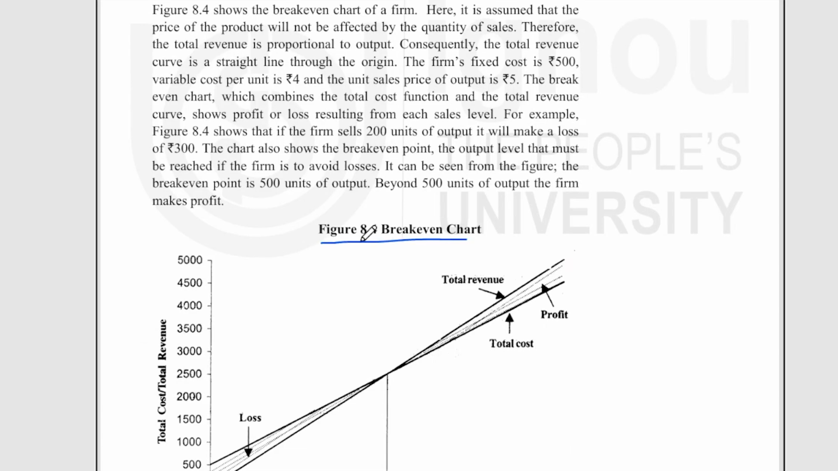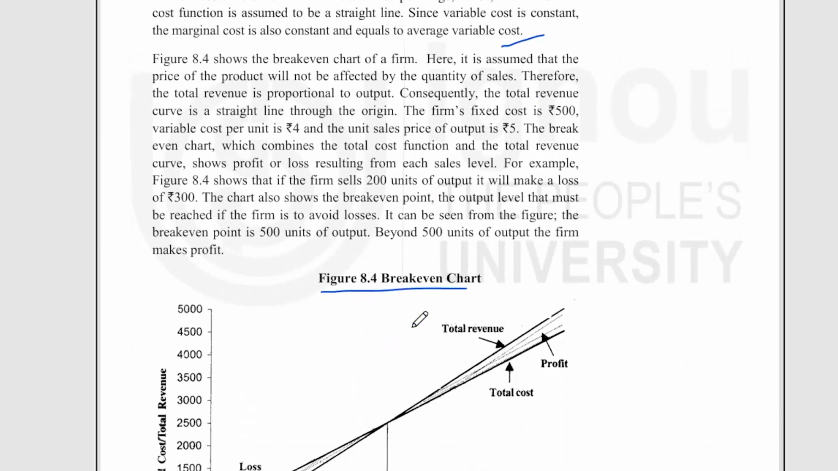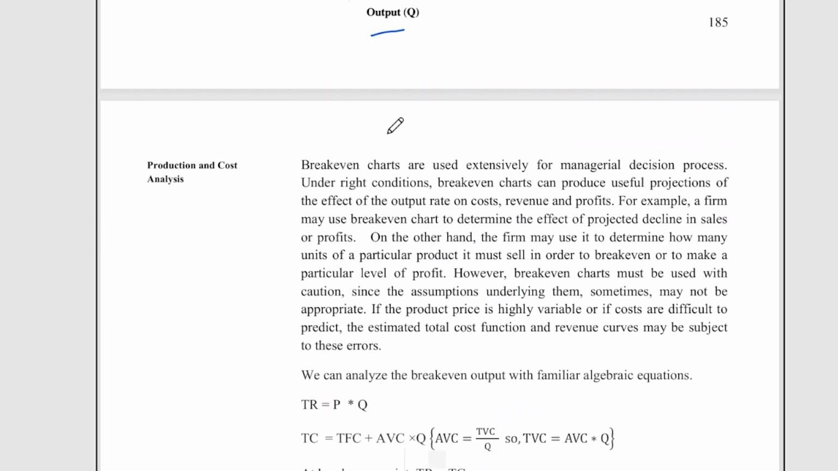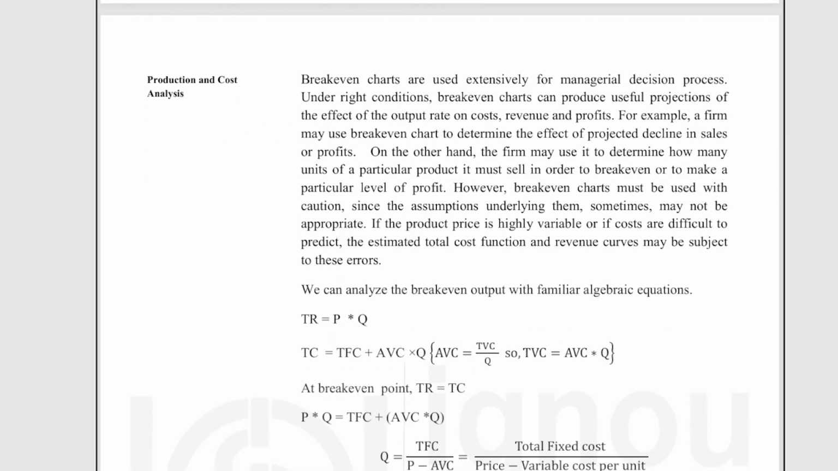So here is figure 8.4, the break-even chart. Here is output, and this is total cost and total revenue. So that is the break-even chart. Break-even charts are used extensively in the managerial decision process. Under the right conditions, a break-even chart can produce useful projections of the effect of the output rate on cost, revenue and profit. There is an example here also.